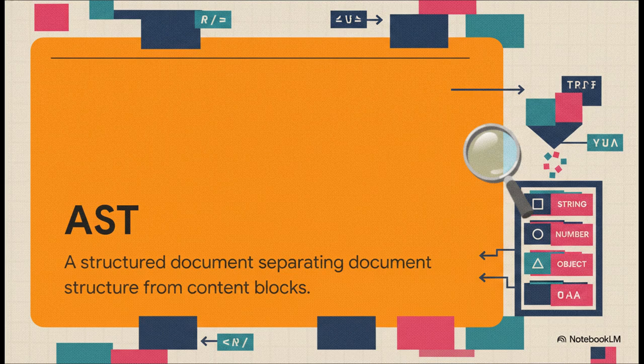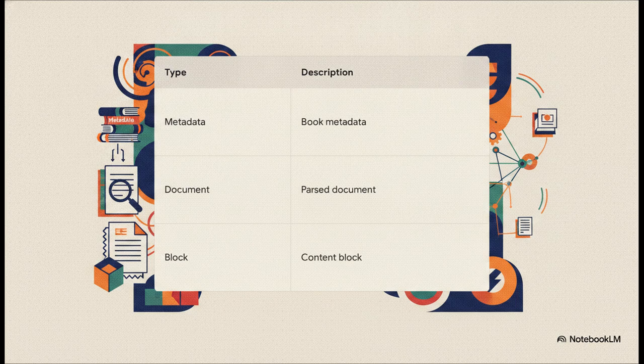where it belongs. To pull this off, the author built this structured domain model using three brand new foundational data types. We have metadata, which handles the overarching details of the book, document, representing the entire parsed file, and finally, block, which manages the granular pieces of content. Let's zoom in on each of these individually to see how they actually build a more robust architecture.